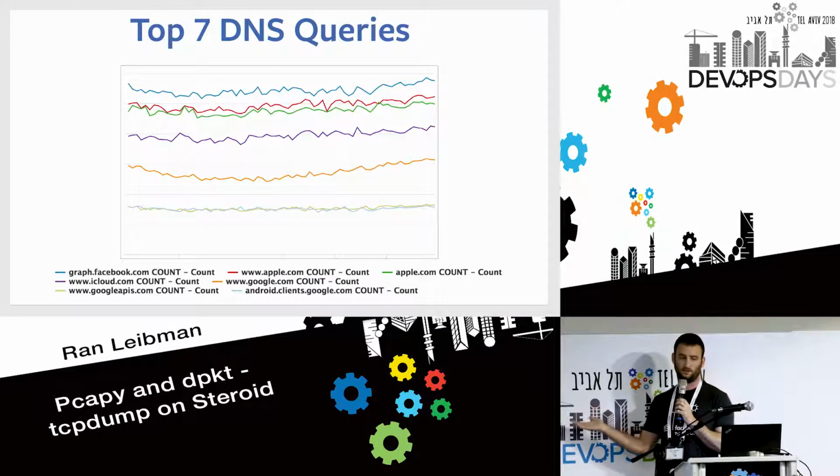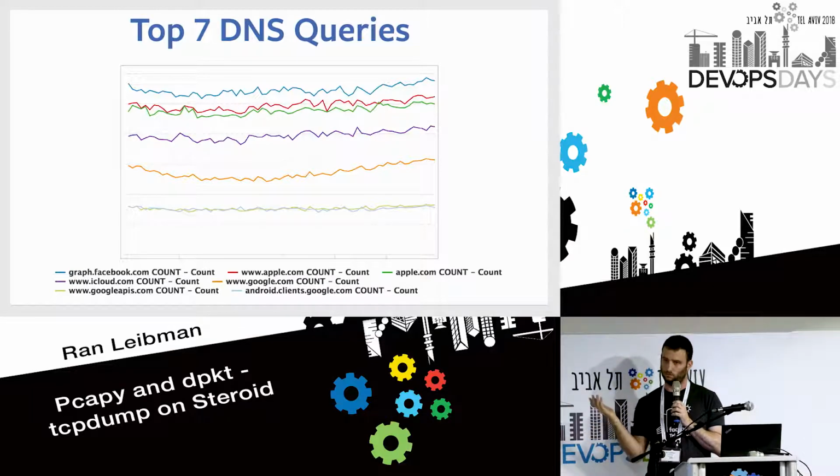And then I can do something like this. I can see the top 7 DNS queries on my network. If I run this on the servers that I want or the laptops that I want or whatever you try to do.